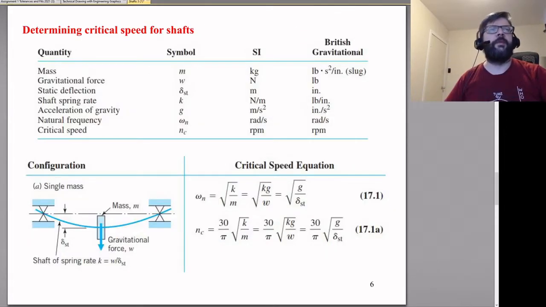Well, we're going to talk about the critical speeds for shafts here. I'm going to post in the comments a few links to other YouTube videos demonstrating the phenomenon, and I'll give you a few seconds to hit pause on this and go watch those videos.